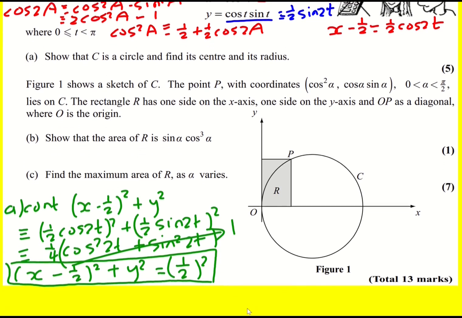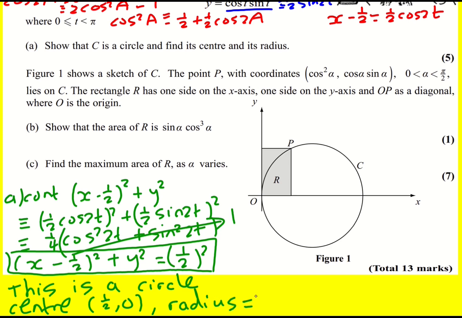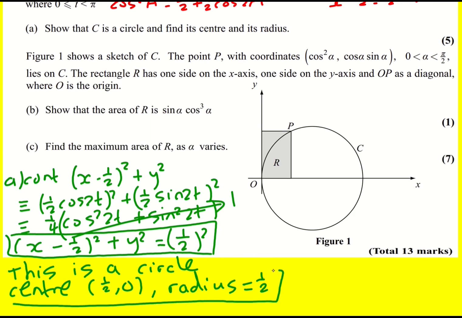And we're asked to show that it was a circle. This is a circle. The center is (a half, 0) because it's in the form (x minus a) squared plus (y minus b) squared, and then the center is (a, b). And then the radius, I've written it in the form r squared, so the radius is going to be a half. So I'm just going to put a box around that as well.